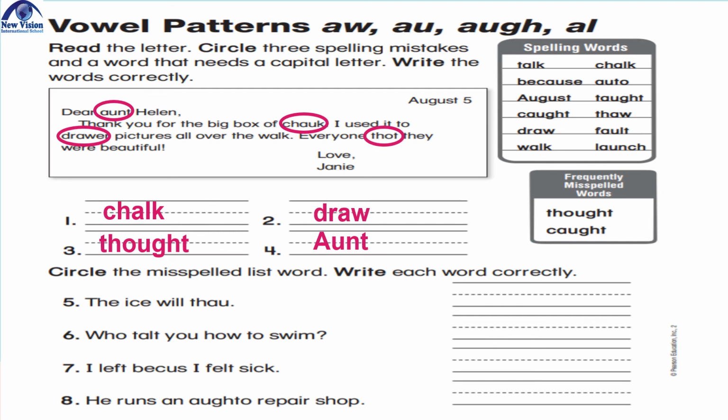Now, circle the misspelled list word. Write each word correctly. Number 5. The ice will thaw. The word that we have to correct here is thaw. Number 6. Who taught you how to swim? The misspelled word is taught. And we're supposed to write it like that.